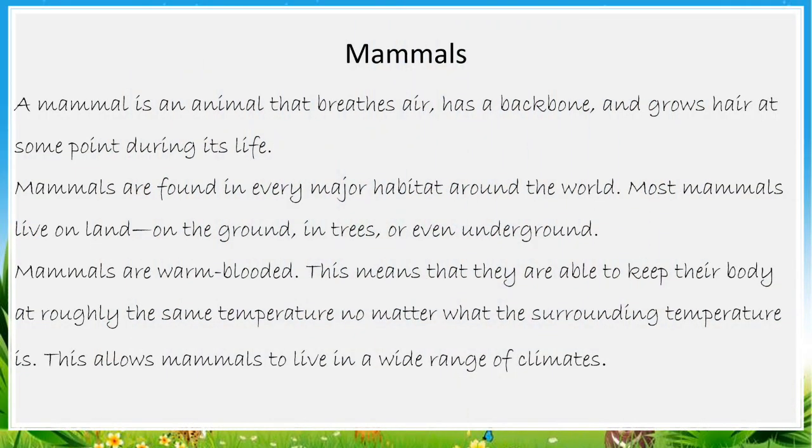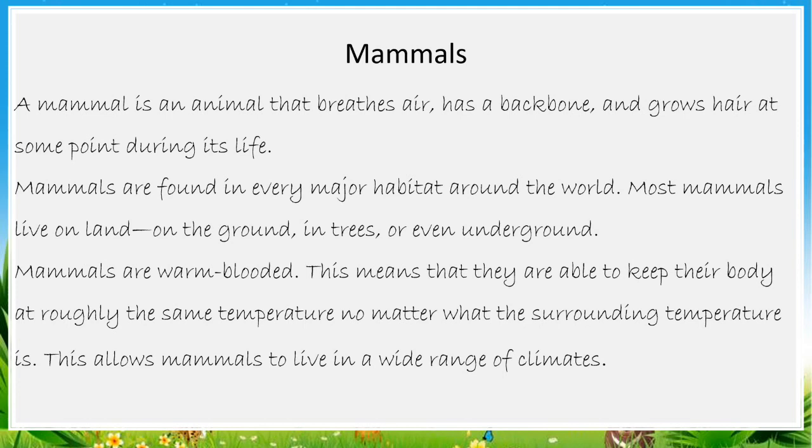Mammals. A mammal is an animal that breathes air, has a backbone, and grows hair at some point during its life. Mammals are found in every major habitat around the world. Most mammals live on land, on the ground, in the trees, or even underground. Mammals are warm-blooded animals. This means that they are able to keep their body at roughly the same temperature no matter what the surrounding temperature is. This allows mammals to live in a wide range of climates.